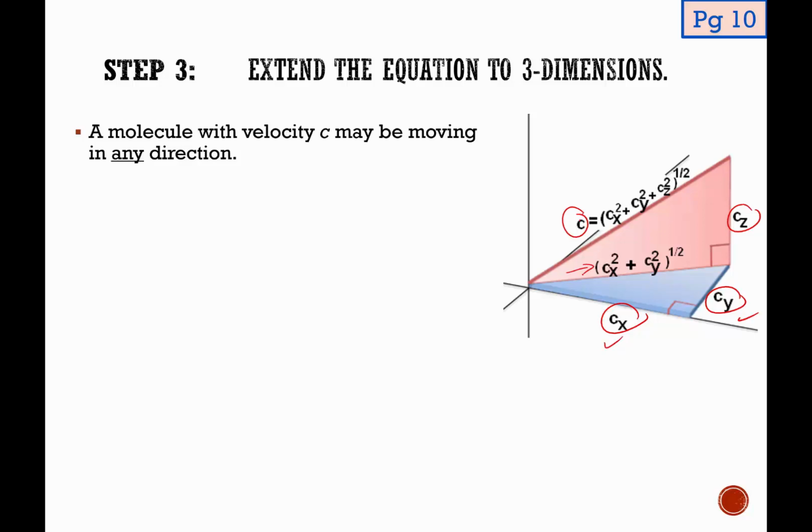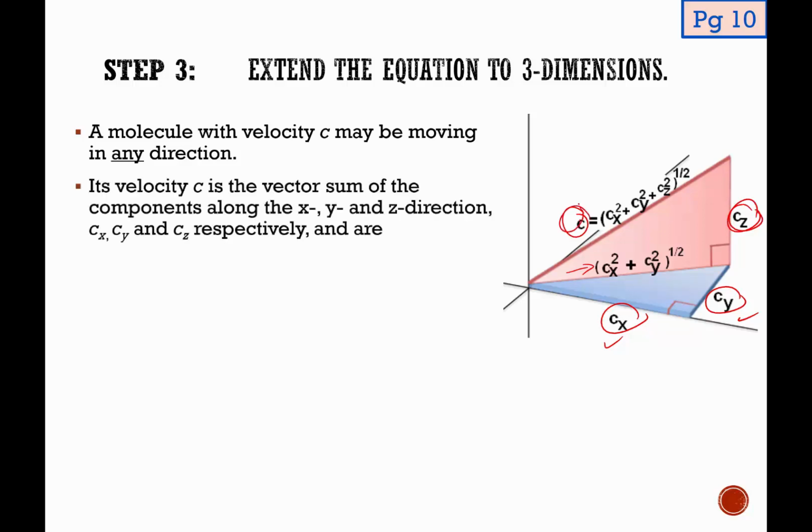And using this diagonal and cz, by applying Pythagoras theorem once again, we can find c. Another way to look at it is that velocity c is basically the vector sum of the components along the x direction, y direction, and z direction, cx, cy, cz respectively, and they are related by the Pythagoras theorem. c squared equals cx squared plus cy squared plus cz squared.